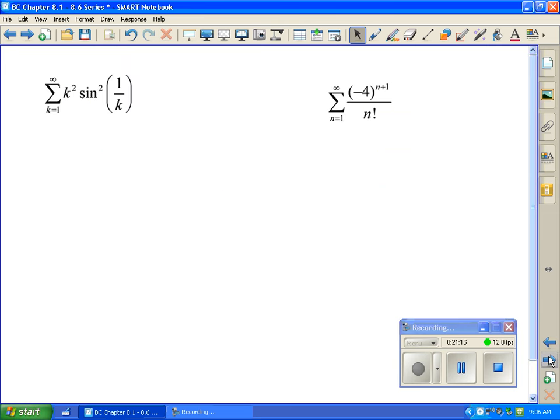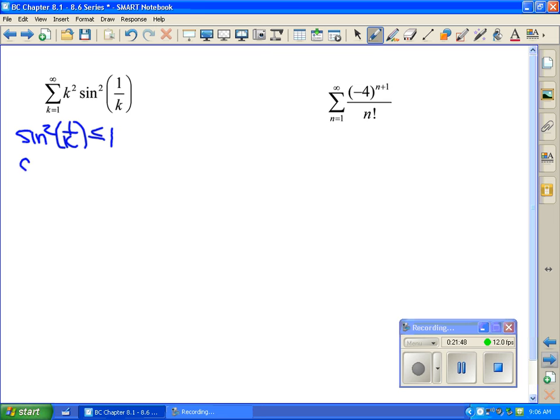Okay, so I think I've hit almost all the series tests. There were a couple that I didn't quite hit, so I wanted to get to them now. So for example, over here, k squared sine squared of 1 over k. Now, one thing you know is that sine k is always less than or equal to 1. So let's try a couple of things here. So first of all, you know that sine squared of 1 over k is always less than or equal to 1 because sine is never bigger than 1. So we could try a comparison.